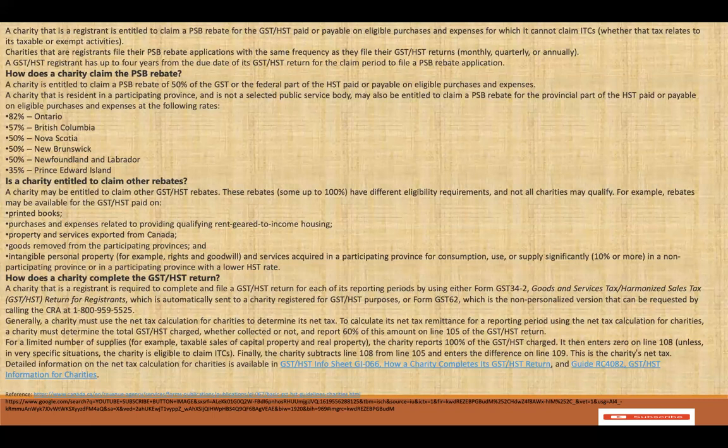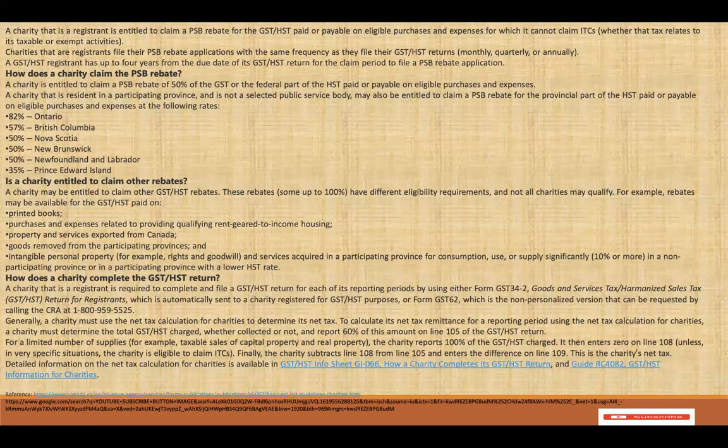Is a charity entitled to claim other rebates? A charity may be entitled to claim other GST and HST rebates. These rebates have different eligibility requirements, and not all charities may qualify for them. For example, rebates may be available for GST paid on printed books, purchases and expenses related to providing qualifying low-income housing, property and services exported from Canada, and goods removed from the participating provinces.